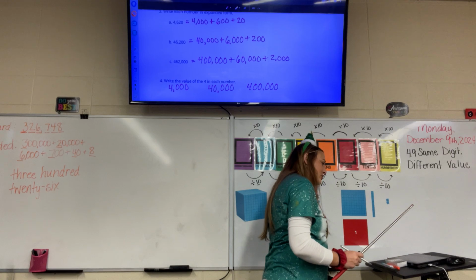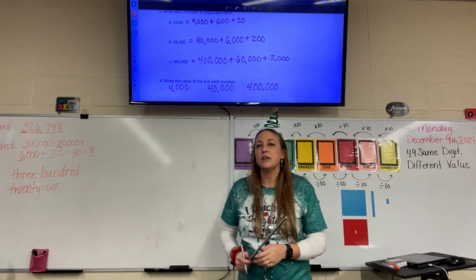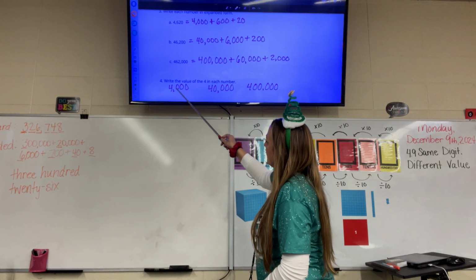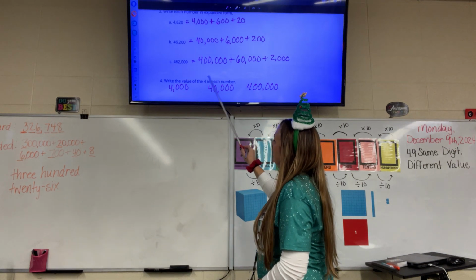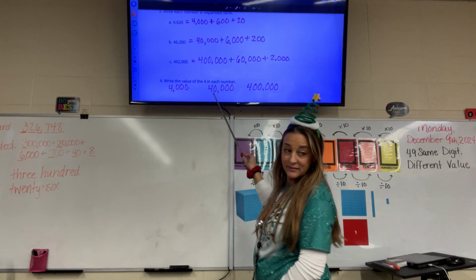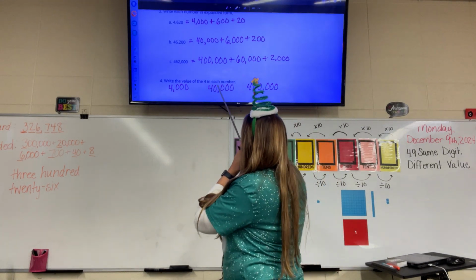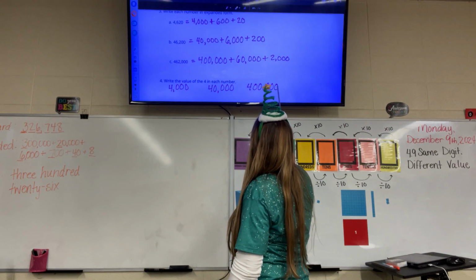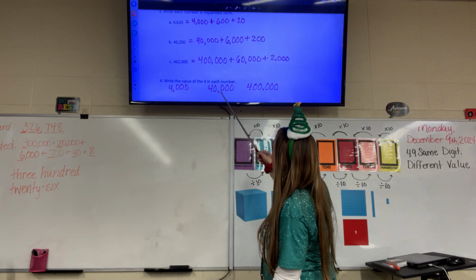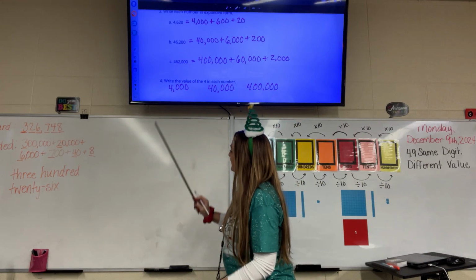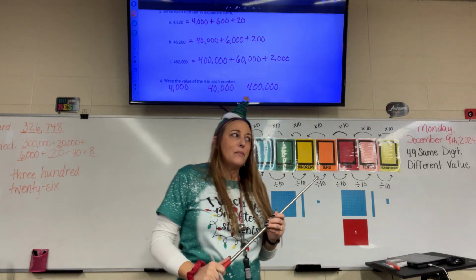Okay, and each one is how much bigger than the one before? So how many zeros do we see here? 3. 3, and here? 4. So what do you multiply this guy by to get this? 10. Okay, and this one has 4 zeros, and this one has 5 zeros. So what would you multiply this guy by to get this? 10. You're just adding a 0 to each one.